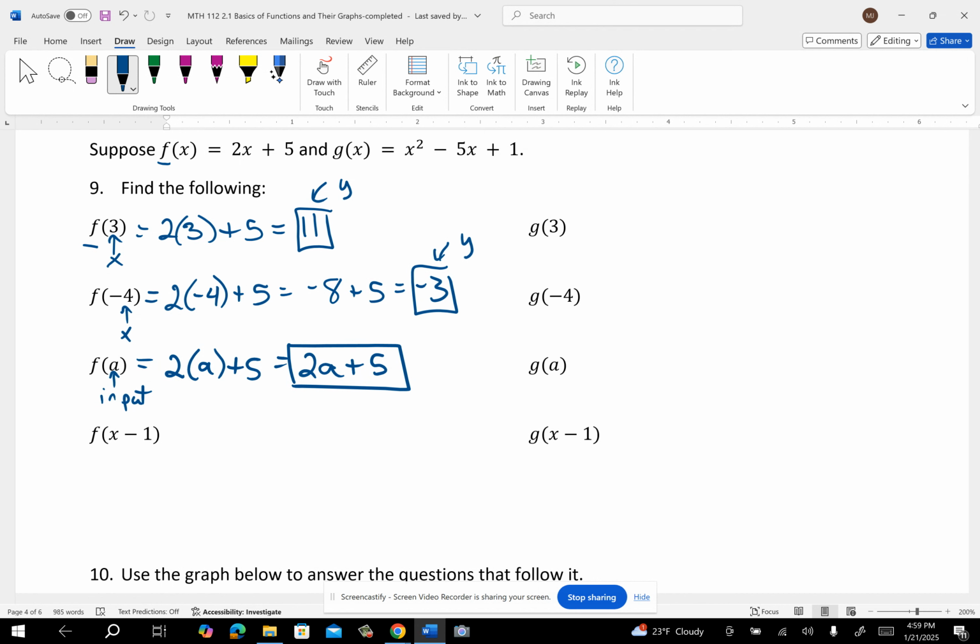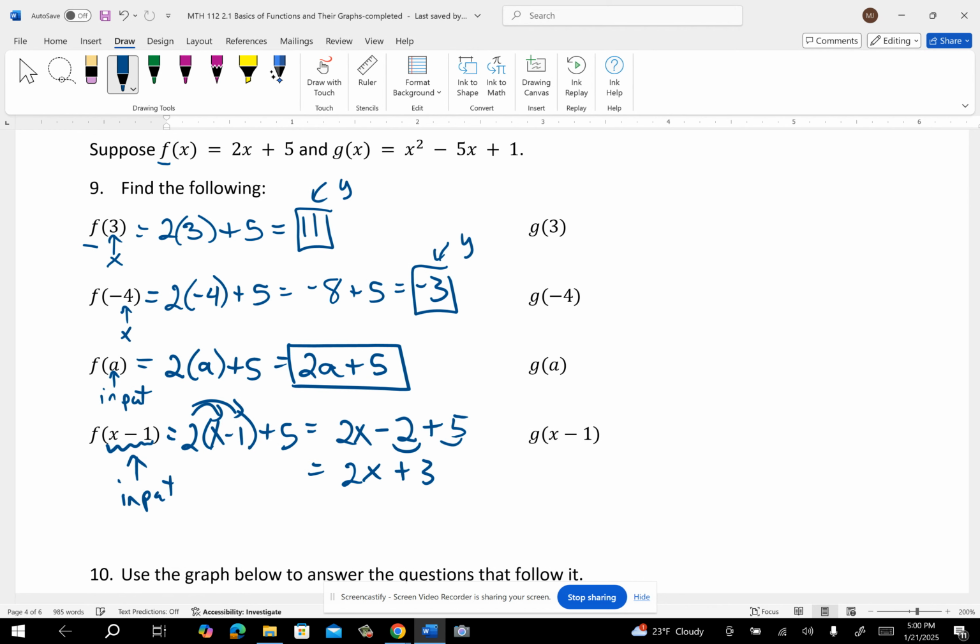Okay? Now, if I asked for f of, and inside the parentheses was x minus 1, then all of that is my input. And so I would do 2 times my input and then add 5. And on this one, I could simplify a little bit by distributing the 2. So I'd get 2x minus 2. And then combining my like terms, the negative 2 and the positive 5, would make it 2x plus 3. So what I'm coming up with is a new formula, a new rule. I don't get a number because I wasn't just putting a number in at the start.